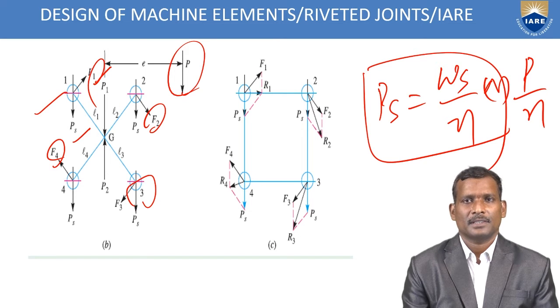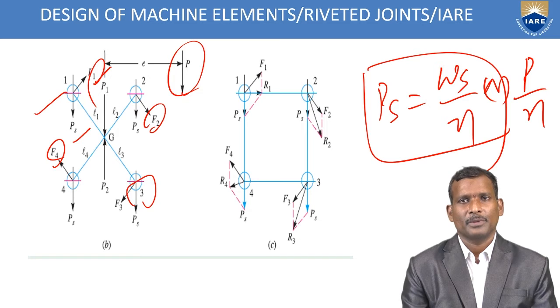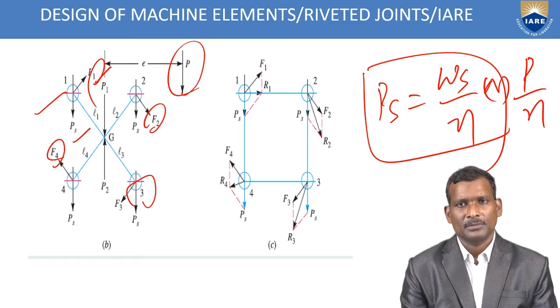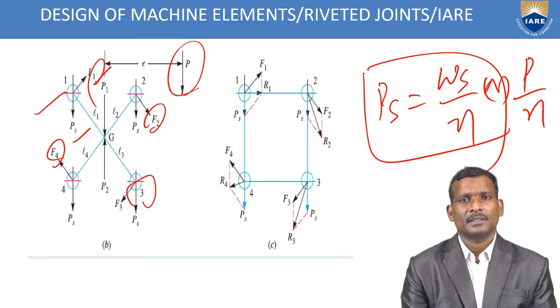But secondary shear stress due to the twisting moment. So no, you can't calculate directly. So that's why draw this diagram, take their moments, and finally find the secondary shear stress.